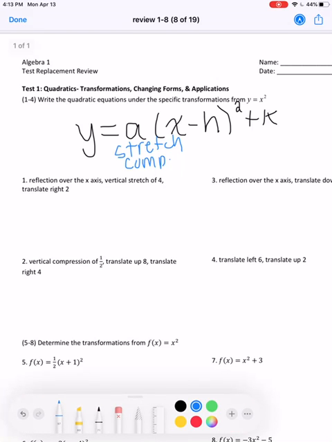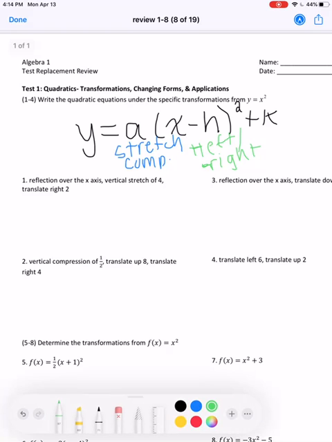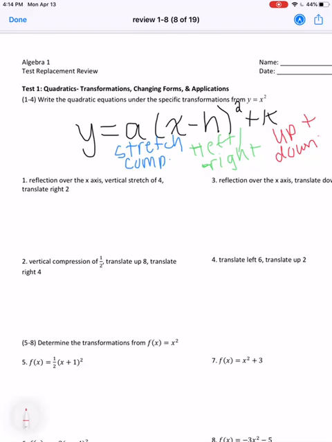Then if you have a number inside of the parentheses with x, that is a shift to the left or right. If it is minus something, that is going to be to the right. If it is plus a number, that is going to be to the left. Remember, it's opposite of what you think. And then for k at the end, that shifts it up if it is plus, or down if it is a subtraction. Also, if you have a negative out front in front of a, that is a reflection over the x. And make sure you know it's x, not y, axis. So just a quick review.